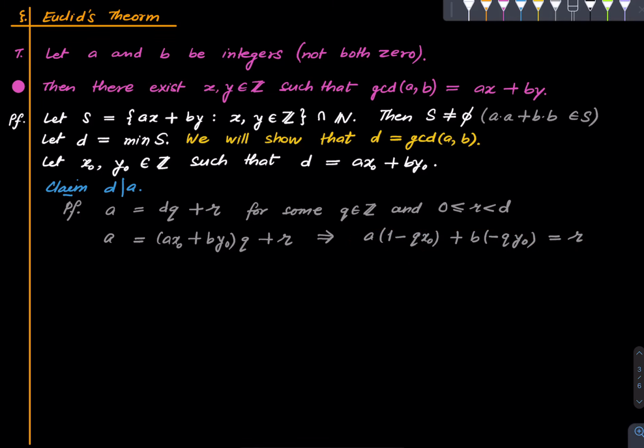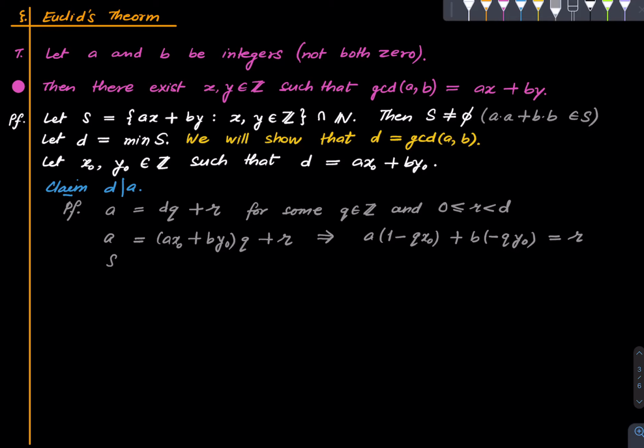But if r were non-zero, then it would necessarily be positive. So if r is non-zero, then it is positive, and at the same time, as we have seen, it can be written as an integer linear combination. So it would be in S. But r cannot be in S because it is smaller than d, and d is already the smallest element in S.